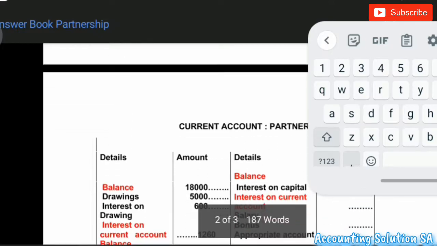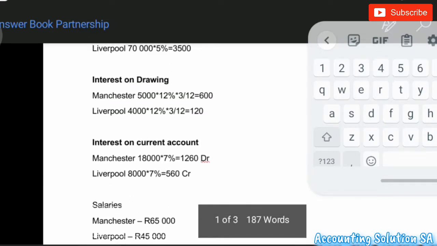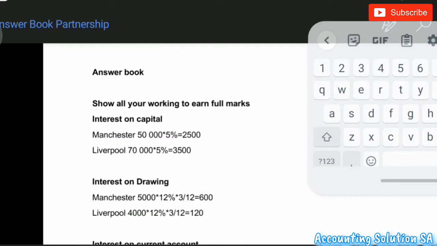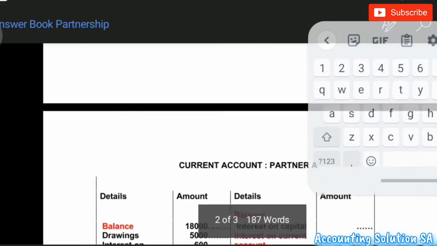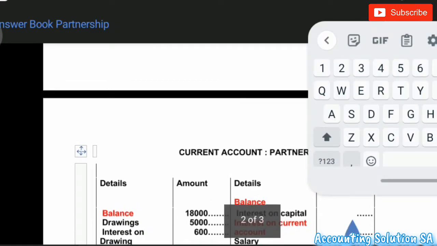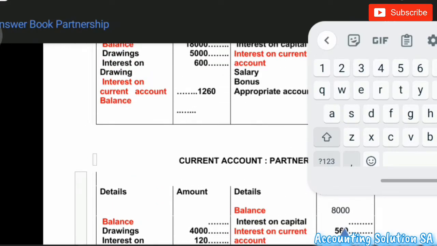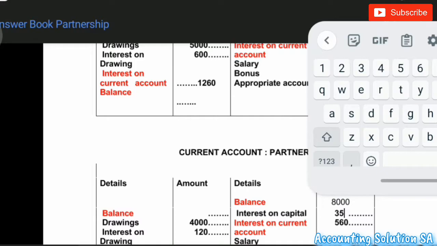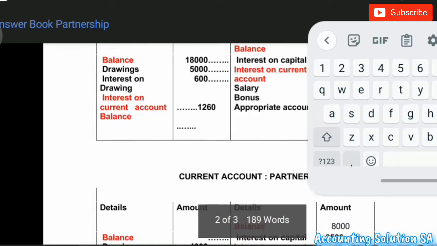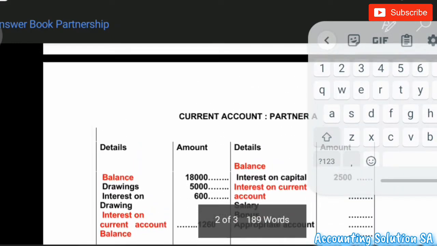Okay, now let's proceed to interest on capital, the one that is always on the credit side. Interest on capital. Okay, for Manchester is 2,500. For Liverpool is 3,500. Okay, for partner A, 2,500. For partner B, 3,500. Simple, straightforward.